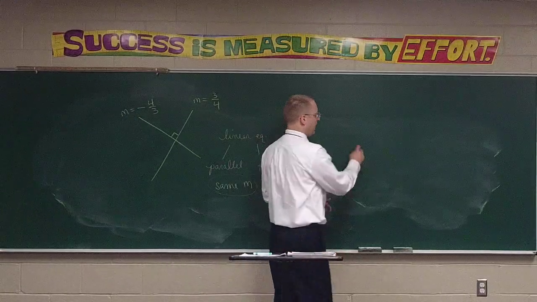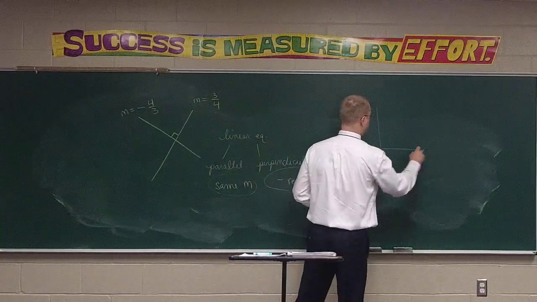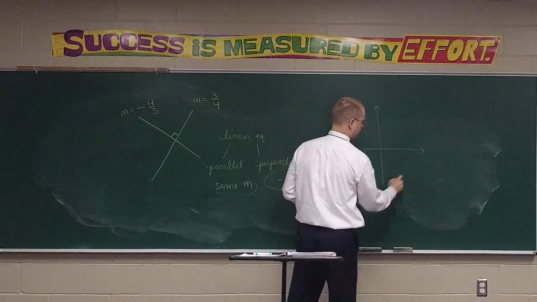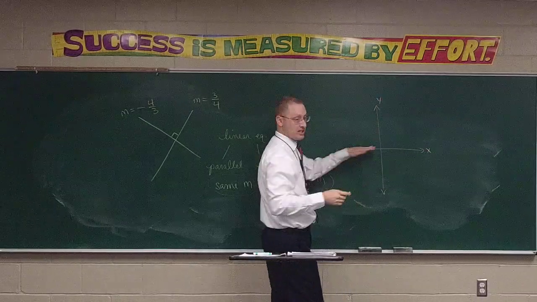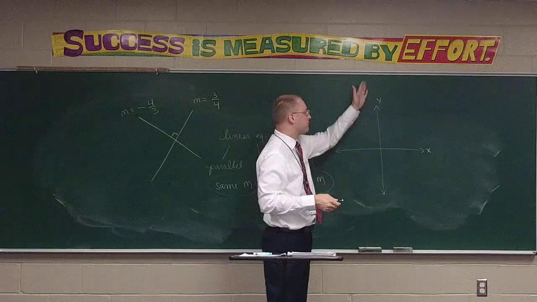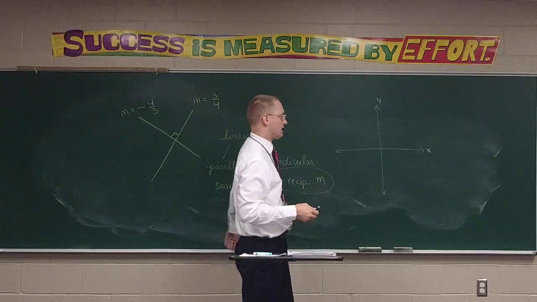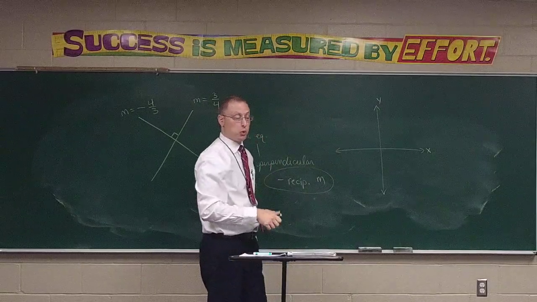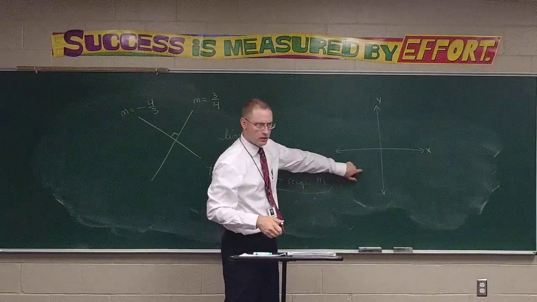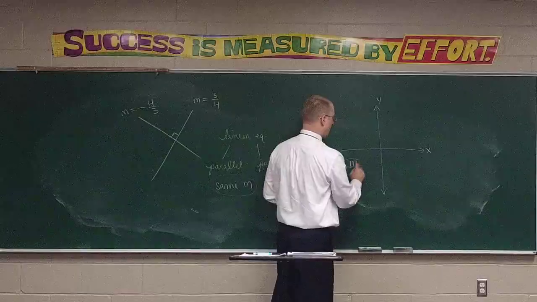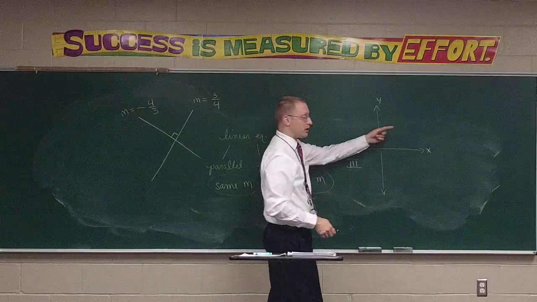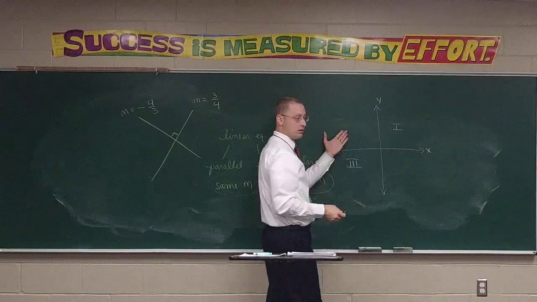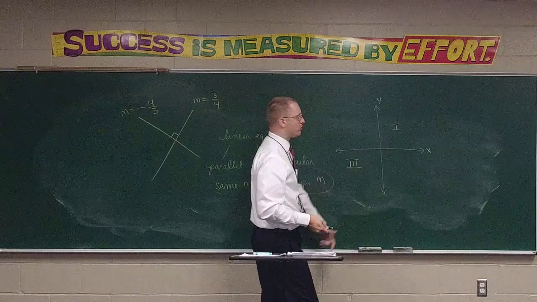In the Cartesian plane, what do we call these two lines that are perpendicular to each other? Axes. Remember, the horizontal axis is the x-axis, the vertical axis is the y-axis. There are 4 sections here called quadrants. Which one is this? Quadrant 3. What about this one? That's quadrant 1. This would be 2. This would be 4, and so forth.